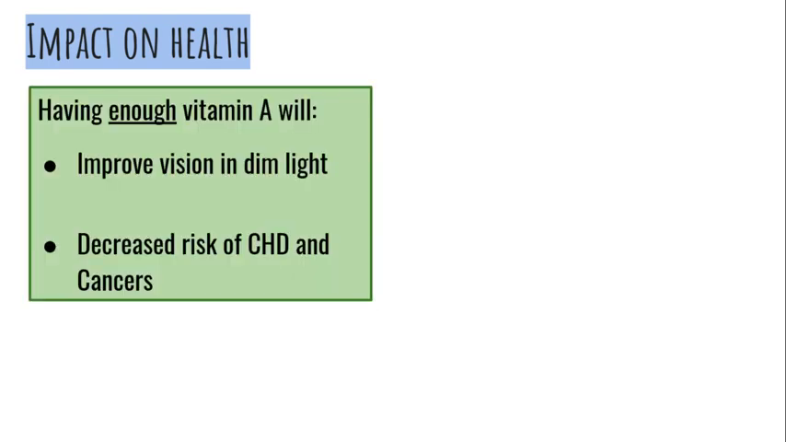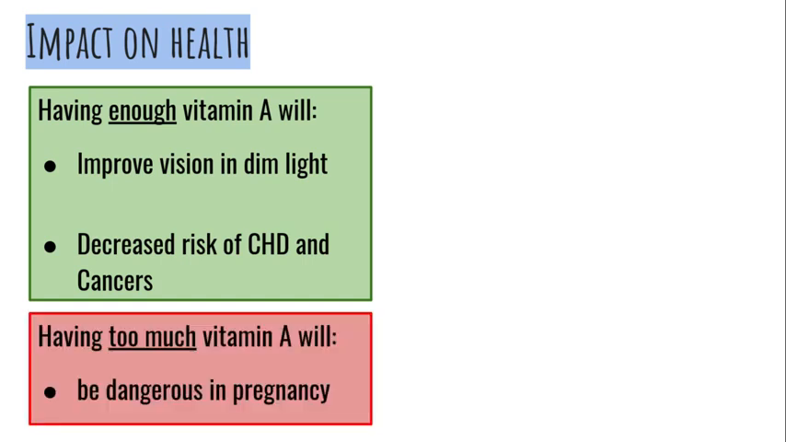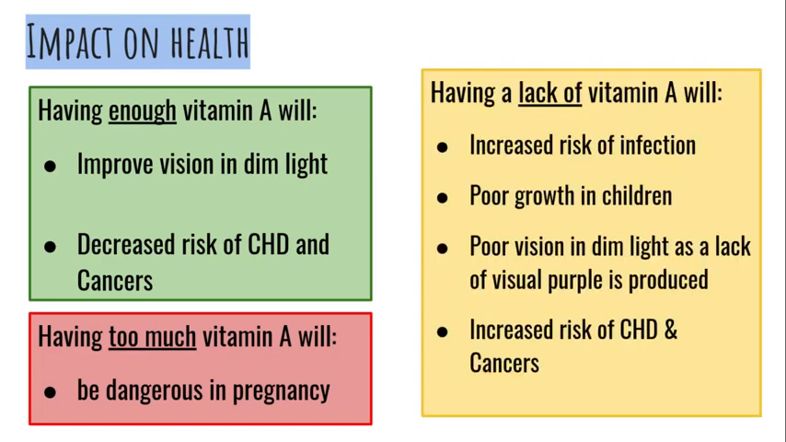So the impact on health, what is going to happen to us if we've either got this nutrient or we don't have this nutrient. Having enough vitamin A will improve vision in dim light because we've made our visual purple, and it decreases the risk of coronary heart disease and cancers because it's an antioxidant vitamin. Having too much vitamin A in pregnancy can be dangerous, so pregnant women are often advised to avoid too much vitamin A sources. Things like liver, for example, they're told not to have in their diet.